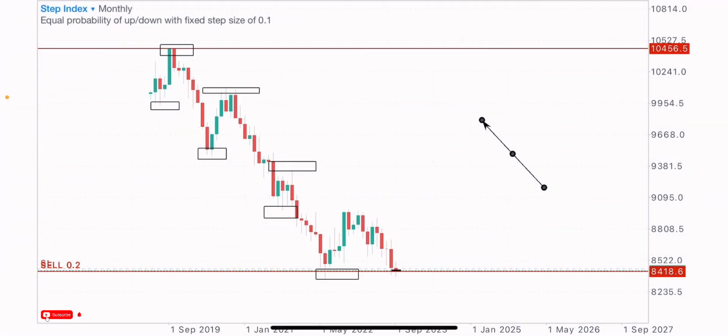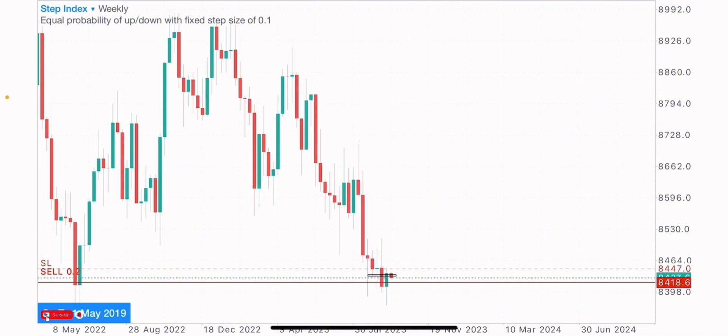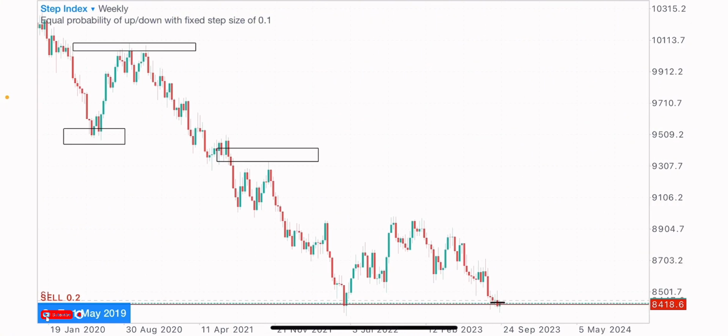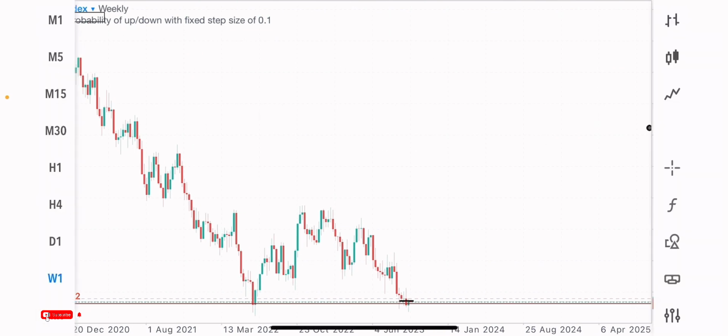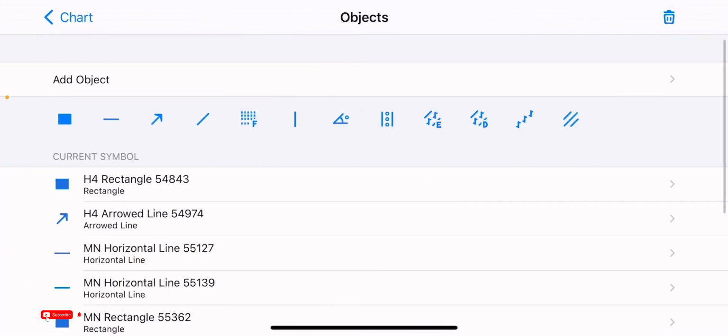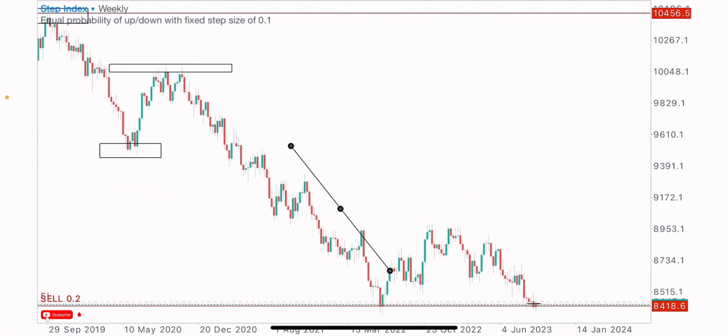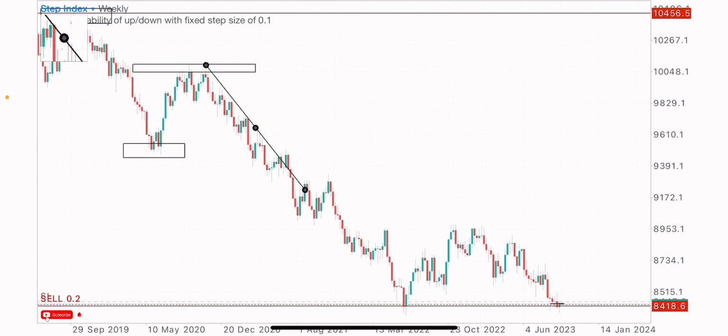So let's go to the next time frame, that's the weekly time frame, to have a weekly view on this index for clearer analysis. Coming to the weekly time frame on Step Index, we can tell that the market has been in a downtrend. It's clearly seen at this point, and at this zone there was a formation that looks like a break of trend. We can tell that there was a break of trend at this point, right?